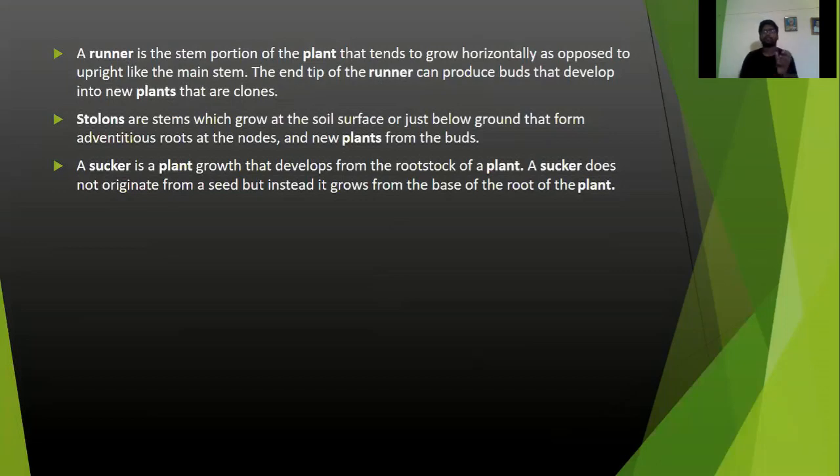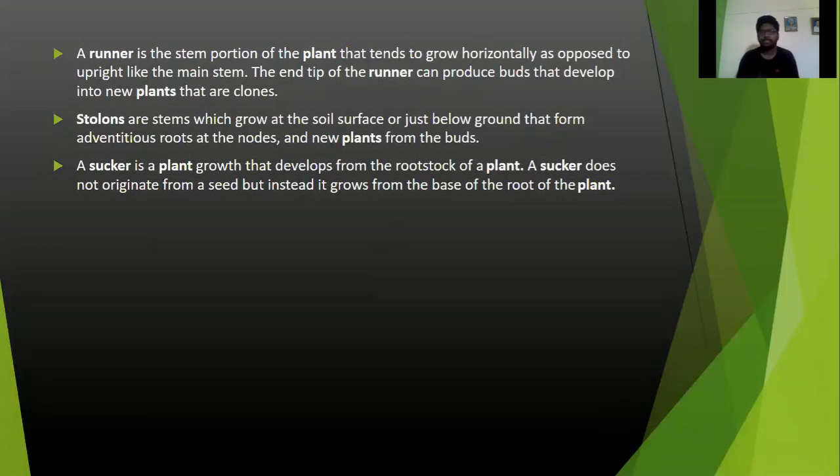A runner is the stem portion of the plant that tends to grow horizontally as opposed to upright like the main stem. The main stem is erect, but a runner is not erect. It is simply horizontal. The end of the runner can produce buds. Those buds will develop into new plants that are clones. There is no mixing of DNA. There is no crossover. They are simply the formation of clones, so new characters will never be produced.